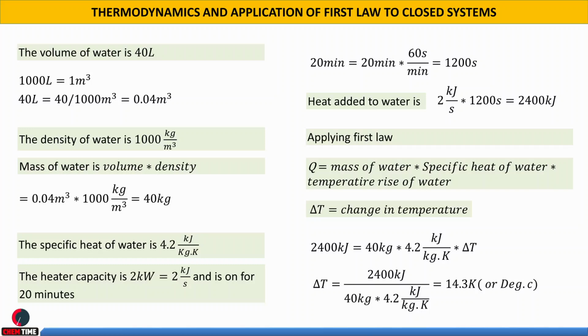So Q is equal to mass of water, specific heat of water, and temperature rise of water. We need to calculate delta T, that is the change in temperature. Q is given, that is 2400 kilojoules, water mass is 40 kg, specific heat is 4.2 kilojoules per kg Kelvin into delta T. When we calculate delta T, it is 14.3 degrees centigrade. So this is also given in the GATE examination for mechanical engineering.